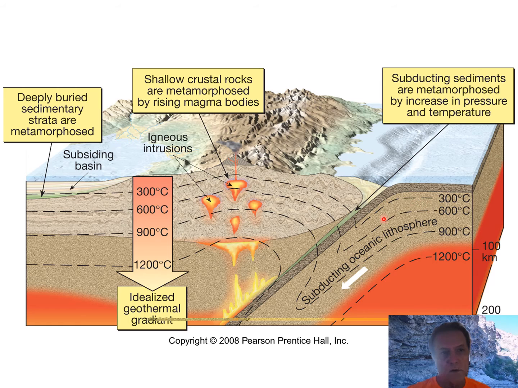You see other scenarios that cause metamorphism. So let's start here. Deeply buried sedimentary strata are metamorphosed. There's no uniform stress, but they can still be squeezed down and compacted by the weight of layers above them in a subsiding basin. Sediments tend to collect in basins, and as they get buried deeper and deeper, they become more and more compacted, cemented, and turn into sedimentary rock, or mildly metamorphosed if there's enough pressure.